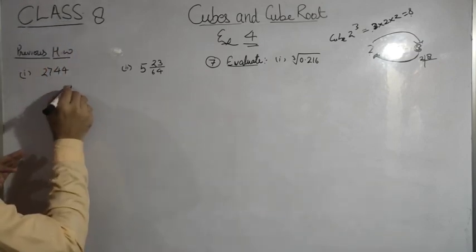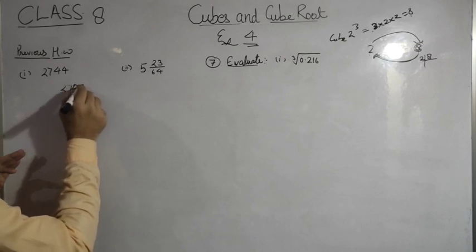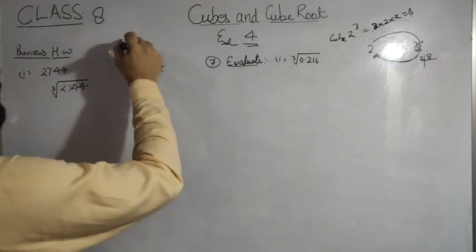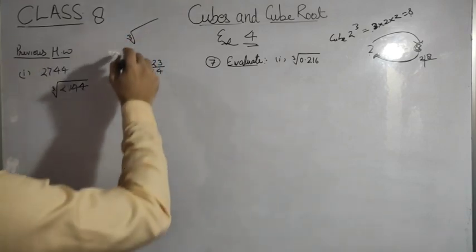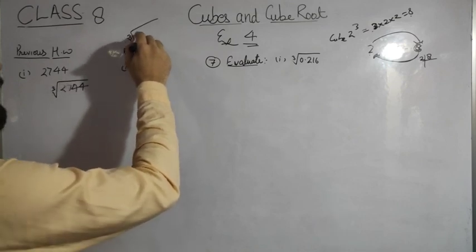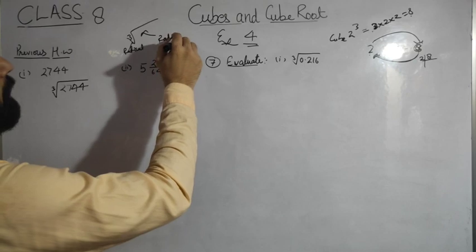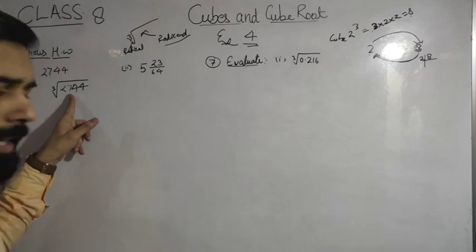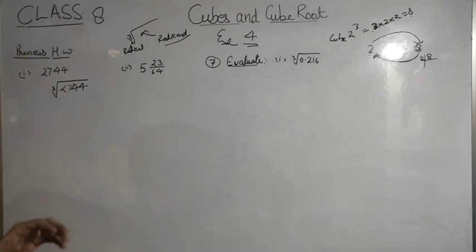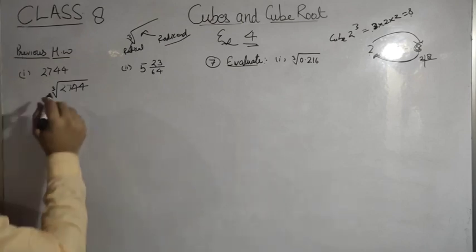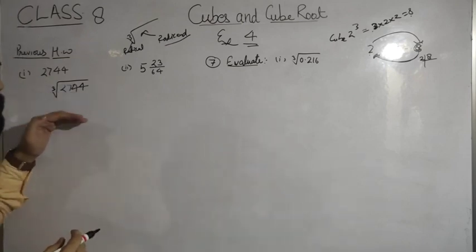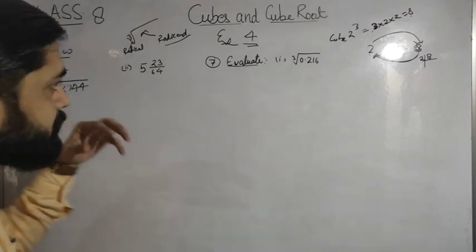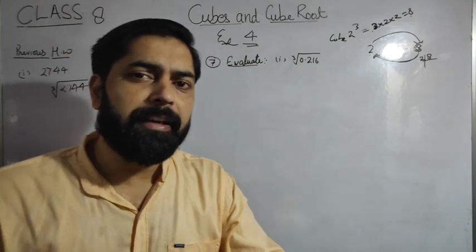So, the cube root of 2744. And this symbol, you know, is the symbol of the cube root. This is known as the radical and this is known as the radicand. The number inside is the radicand. You can also say it is the base, and this is the power. What is the power of this number? 3. And this is the radical. So how can we find the cube root of this number? We find it by the prime factorization method. Keep in mind, the square root and cube root of any number can be found by the prime factorization method.